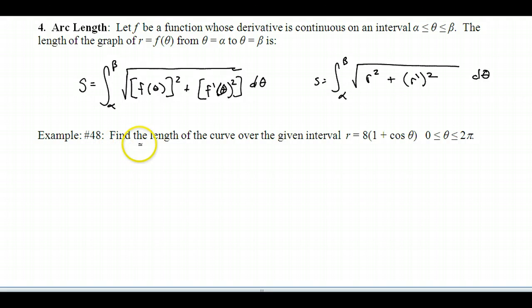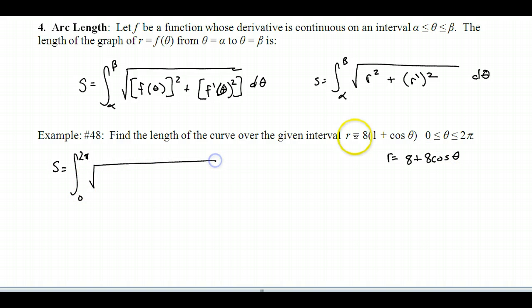All right, for an example, we want to find the length of the curve over the given interval. We have r equals 8 times 1 plus cosine theta, from 0 to 2 pi. So for arc length, it's 0 to 2 pi. What is r equal to? I know r is equal to 8 plus 8 cosine theta. Before I plug it into the equation, I know I have to square this. Usually I square it right away, so 8 times 8 is 64.